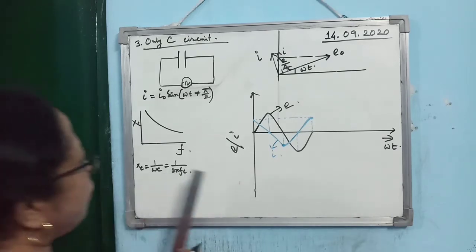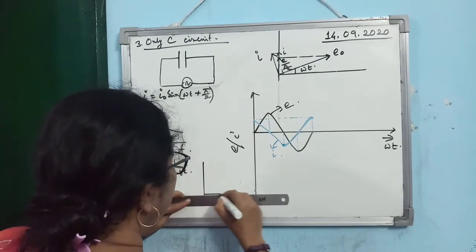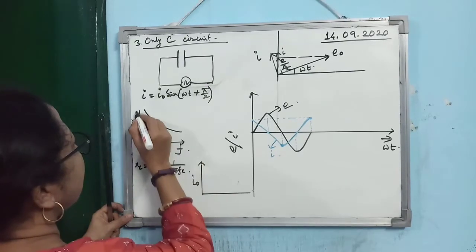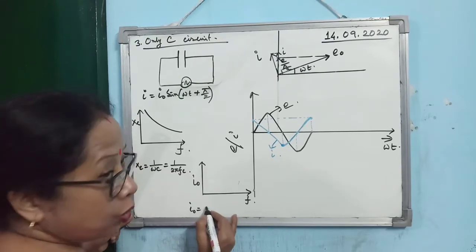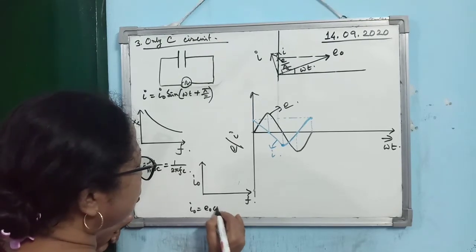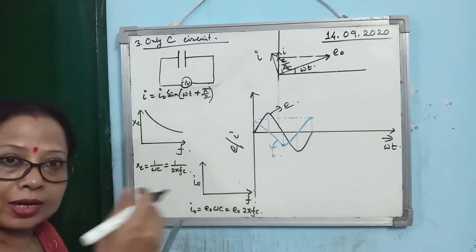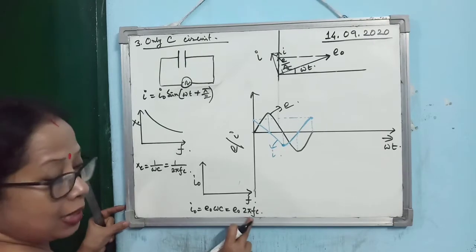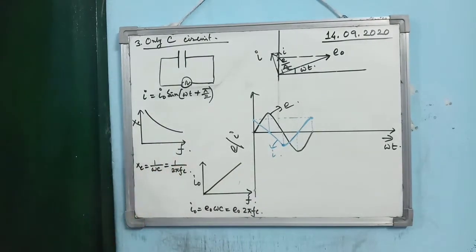Alright. But if you consider the I0 versus f graph, then what it will be? This is I0 and here you are plotting f. How you can do? I0 is, I hope you can remember, E0 by 1 upon omega C, means it is E0 omega C, E0 into 2 pi fC. Alright, so E0 2 pi fC. So you see I0 is varying linearly with the frequency. So it will be a straight line passing through the origin.